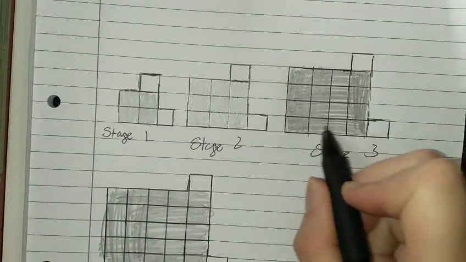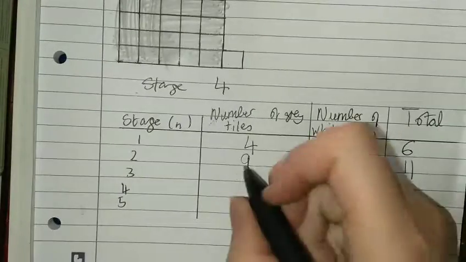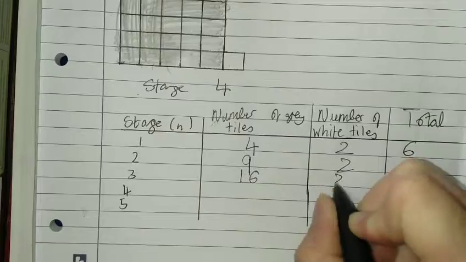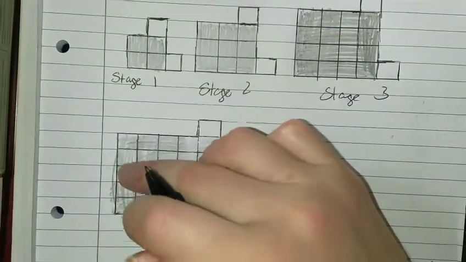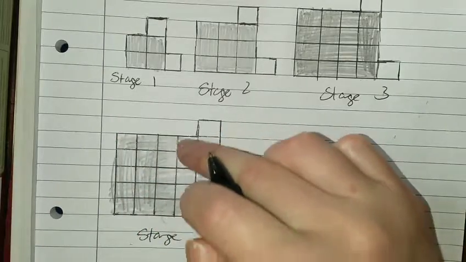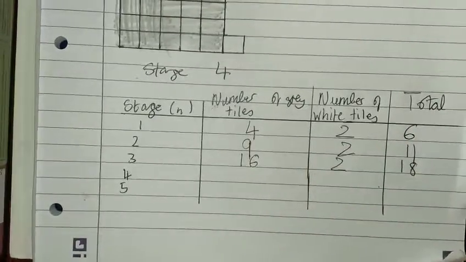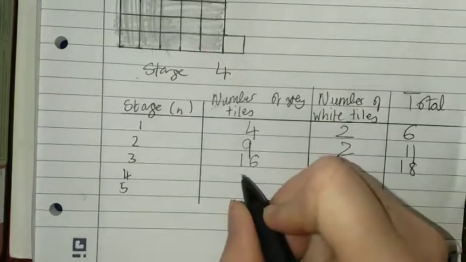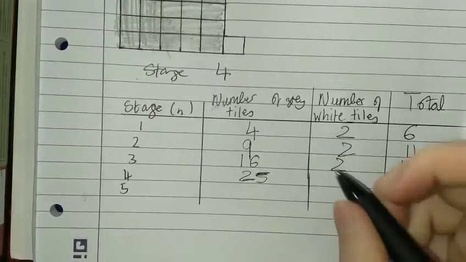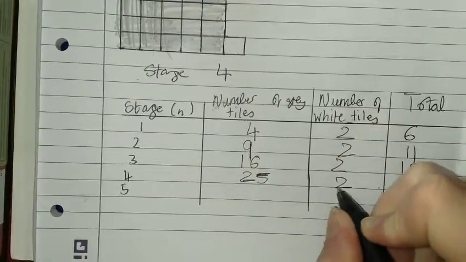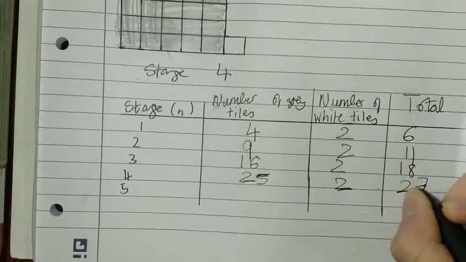Now we have 1, 2, 3, 4 and 1, 2, 3, 4, so 4 by 4 is 16, and with 2 white tiles we get 18. In this case, we have 1, 2, 3, 4, 5 and 1, 2, 3, 4, 5, so 5 by 5 is 25, and then we have 2 white tiles, so it'll be 27.